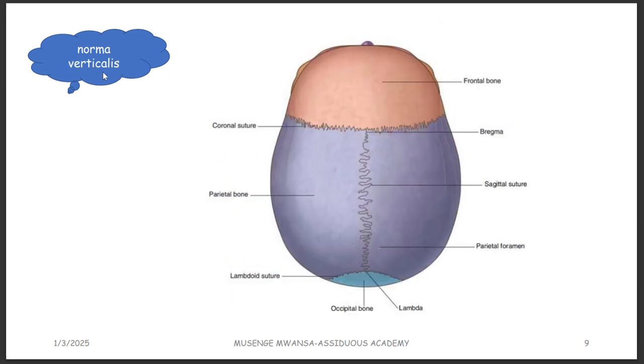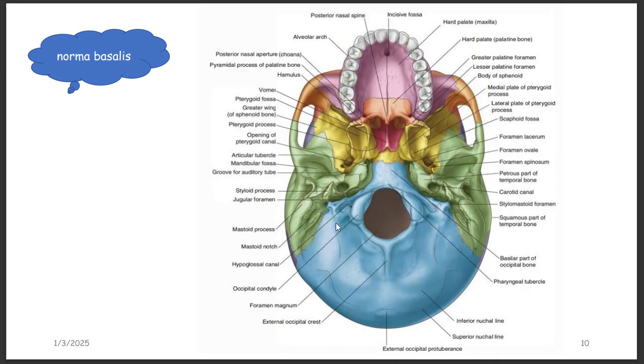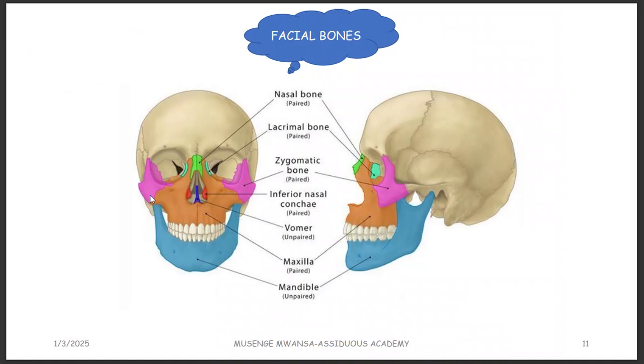And then norma verticalis, vertical is upward, right? So it's you looking from the top. Norma basalis is you looking from the bottom. You are looking at the bottom of the head. So these are the views that you're supposed to know. Don't worry, all these things that you can see here, you are going to know them in 1 month. It's good that you have started early because there is a lot for you to know, as you can see.